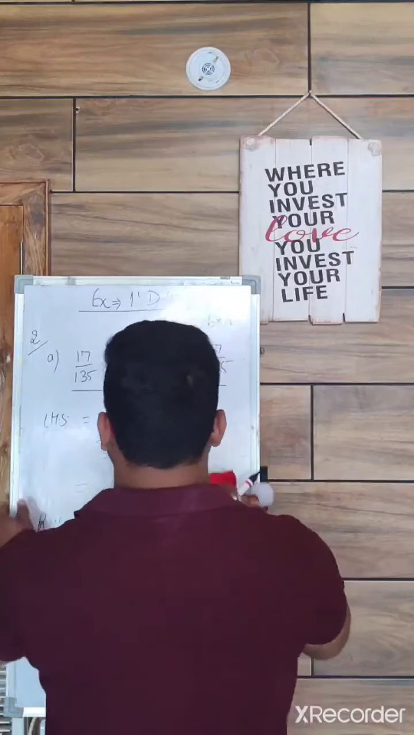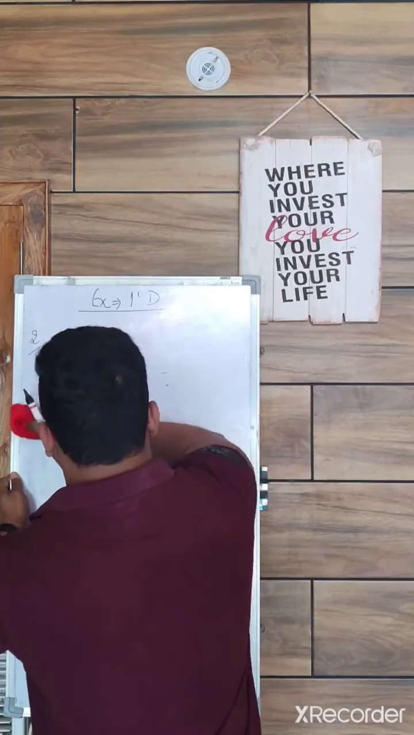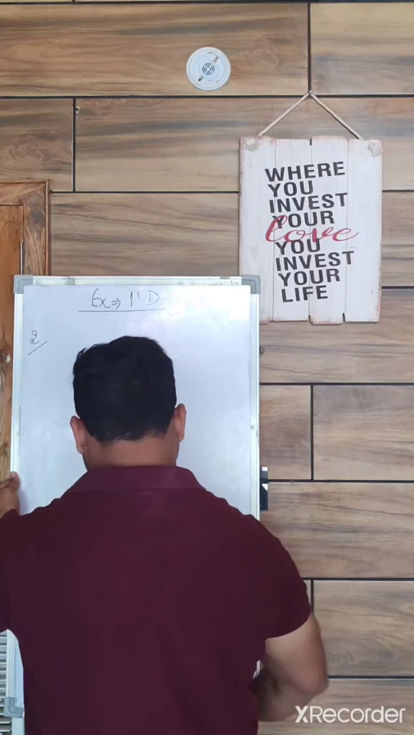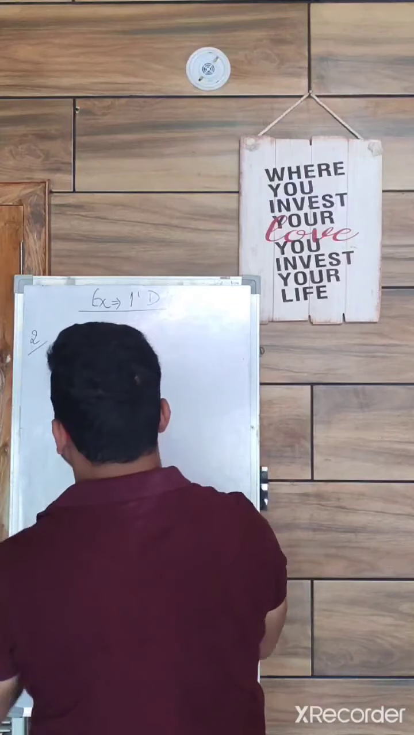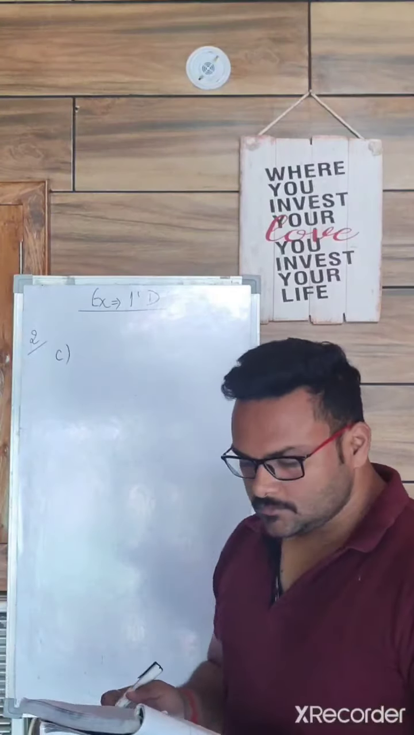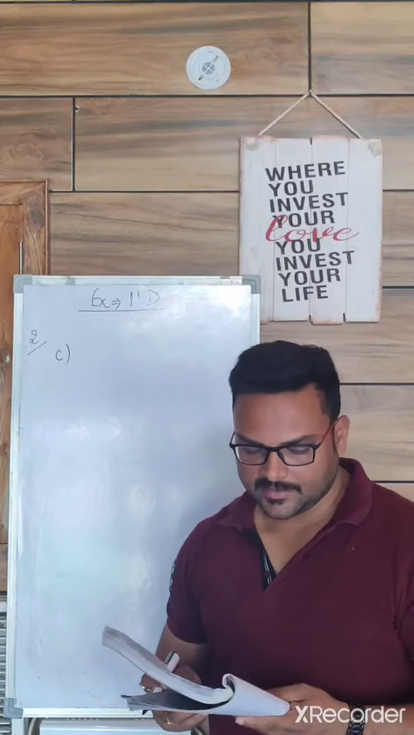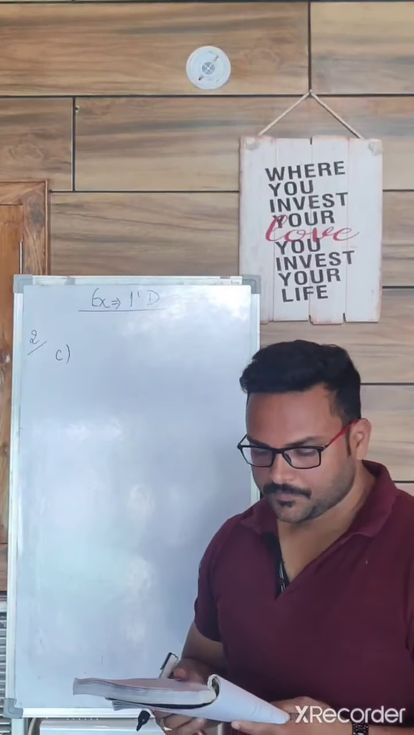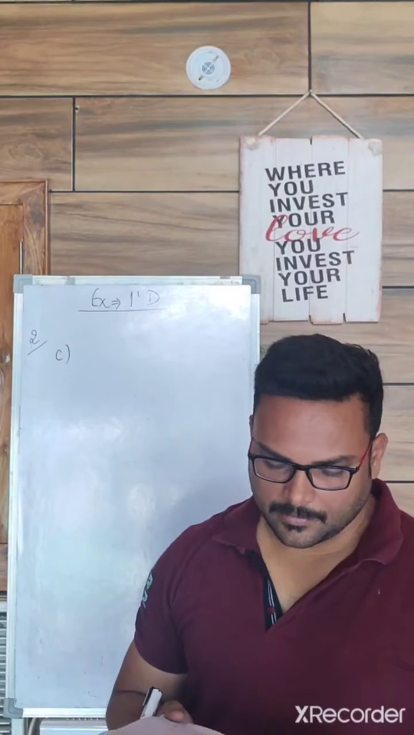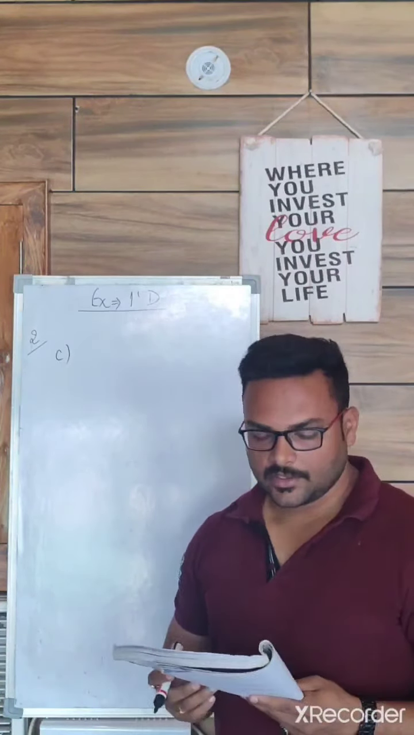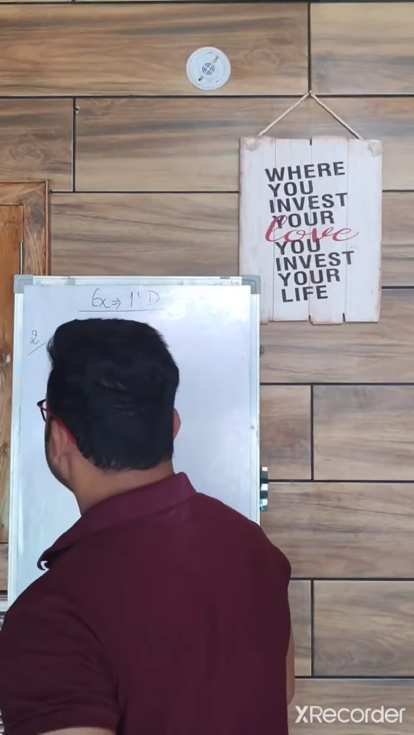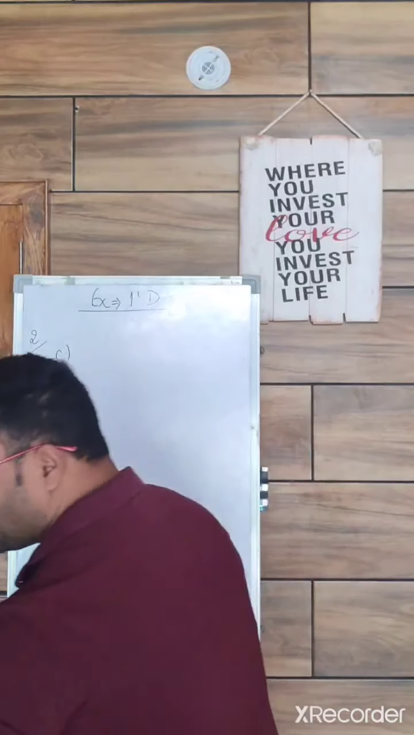The next question: I have solved A part. Now C part, you can see question number 2, C. Minus 1 by 2 plus 3 by 7 plus minus 4 by 3 is equal to minus 1 by 2 plus 3 by 7 plus minus 4 by 3. You have to solve it, you have to find the answer. So this property is known as, can you tell me? It is associative property. Okay.